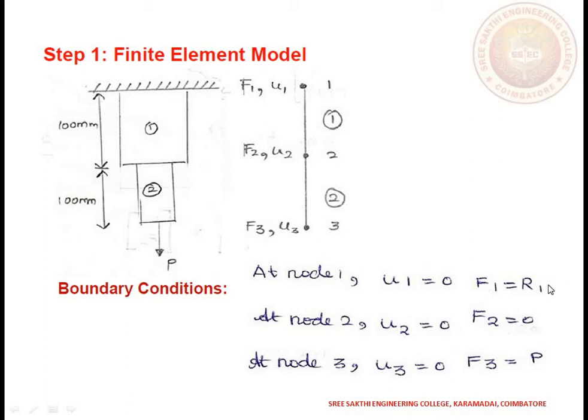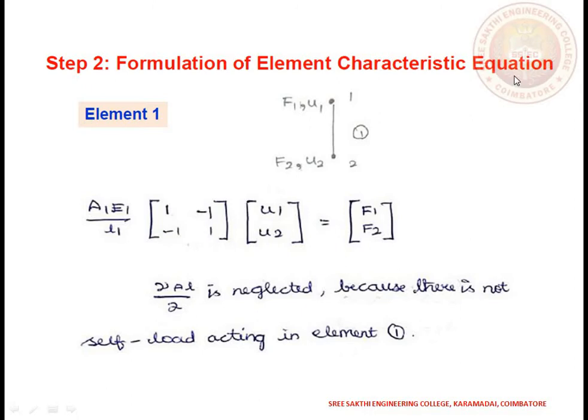Why do we put it as R1? Because if you are fixing, an actual reaction force will occur. That is R1. This type of problem you solved in strength of materials by the analytical method. Now we are going to solve it by the numerical method, FEA. That is the difference. Then next, at node 2, U2 is not 0 and F2 is equal to 0. So here no force occurs. And at node 3, U3 is not 0, but force is there, that is force F3 is equal to P.